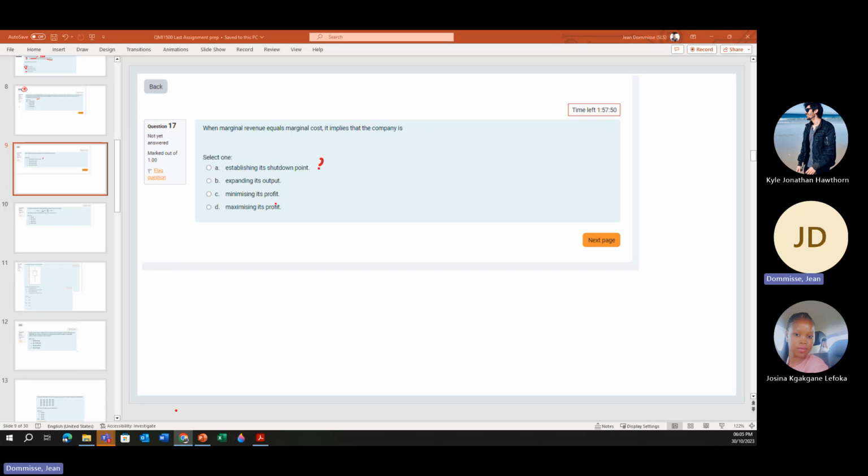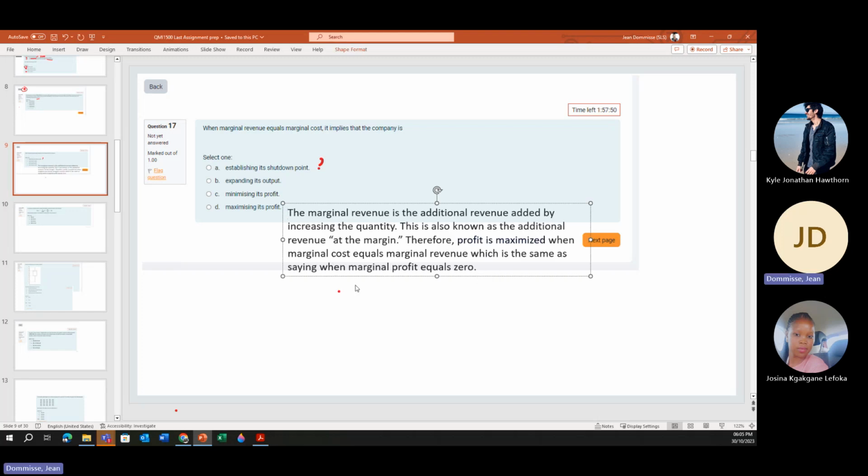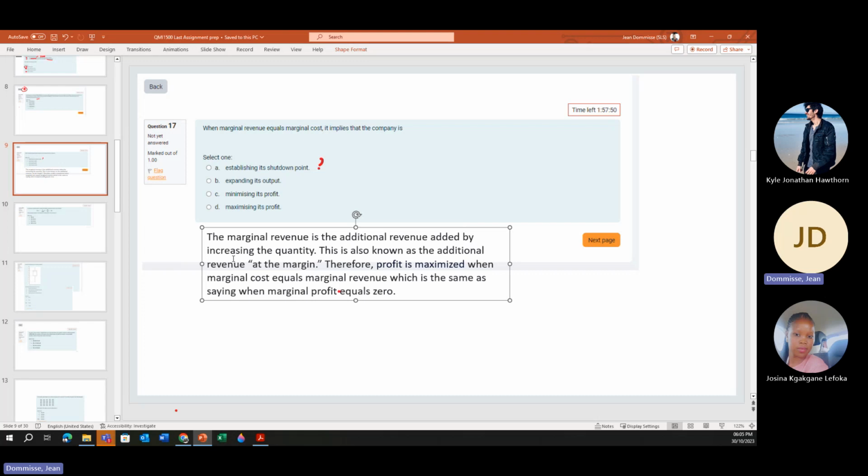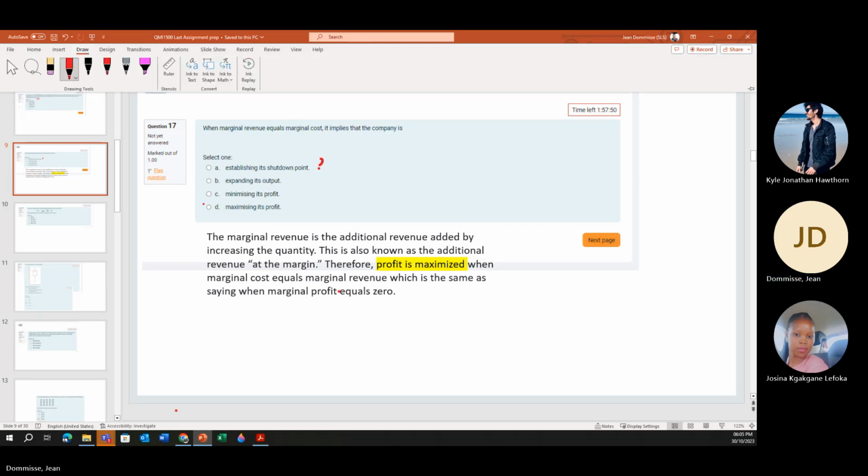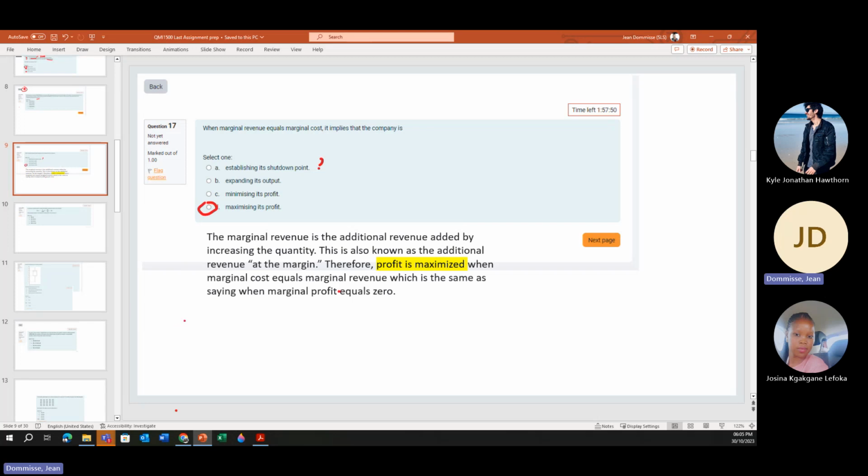Okay, it's the first time I hear something about shutdown point. So I just Googled it. I don't know, I assume you guys are allowed to use Google. So the profit is maximized. Again, I can't even remember if there was a reference to this in the book. So again, something that, maximizing the profit. Okay.